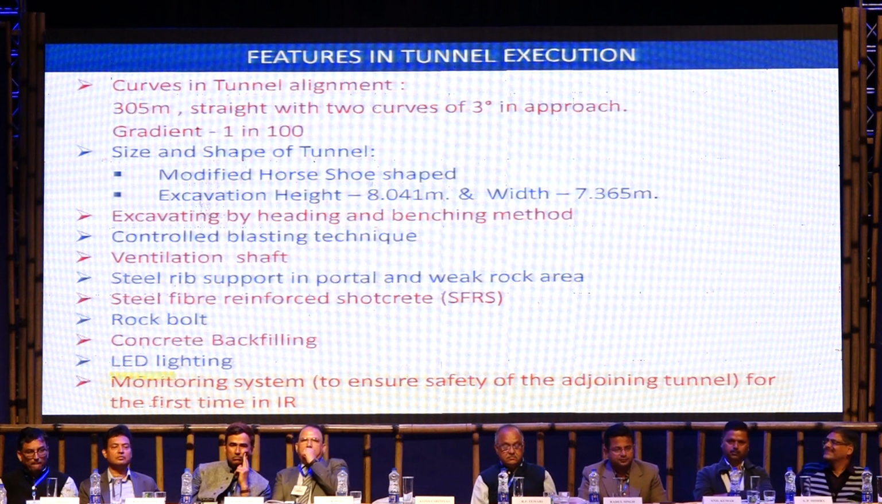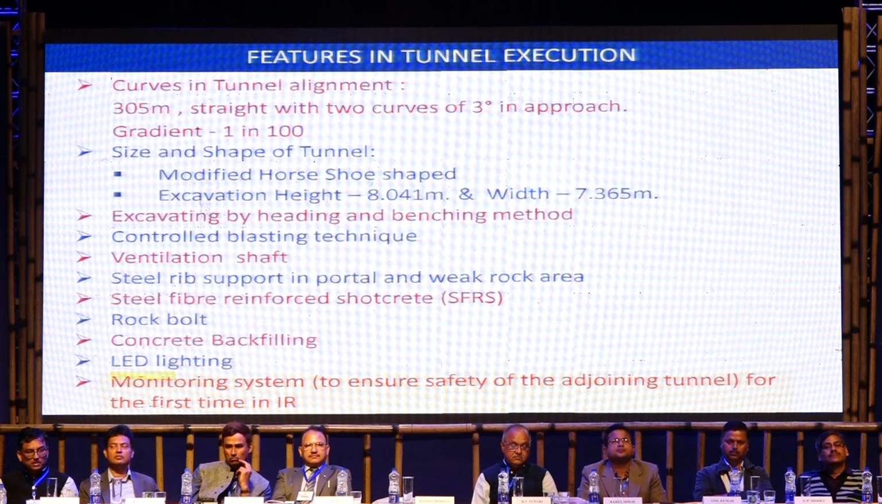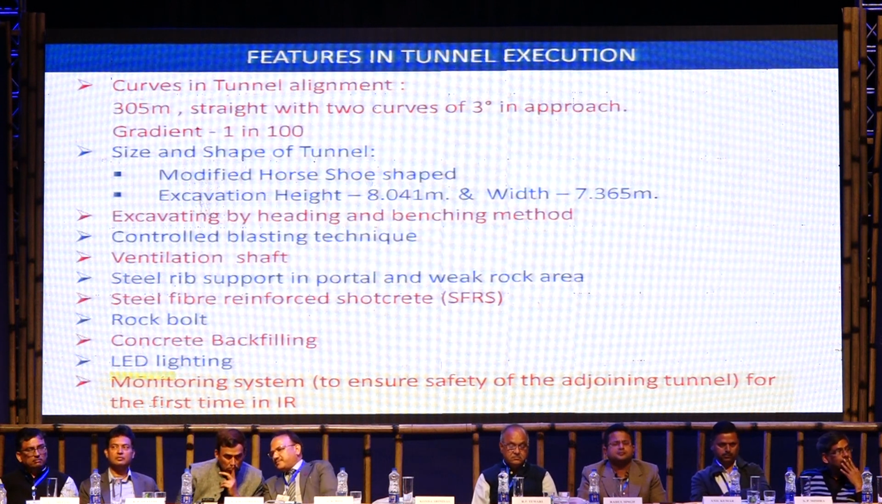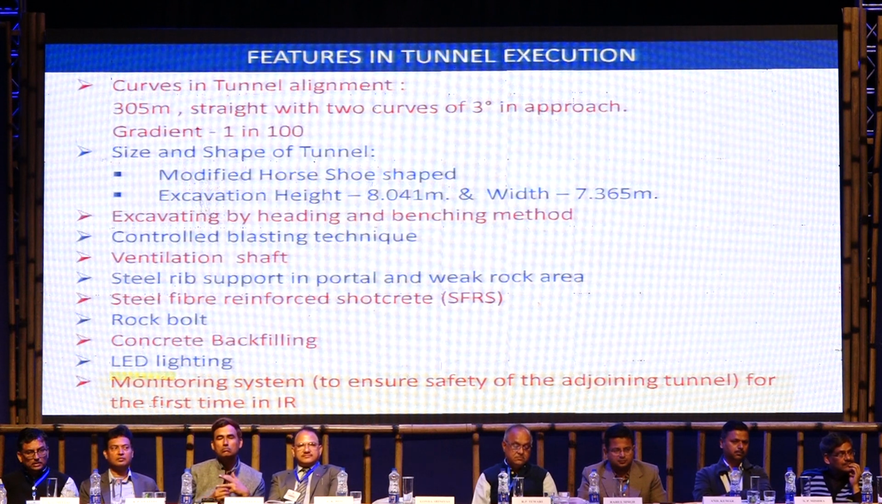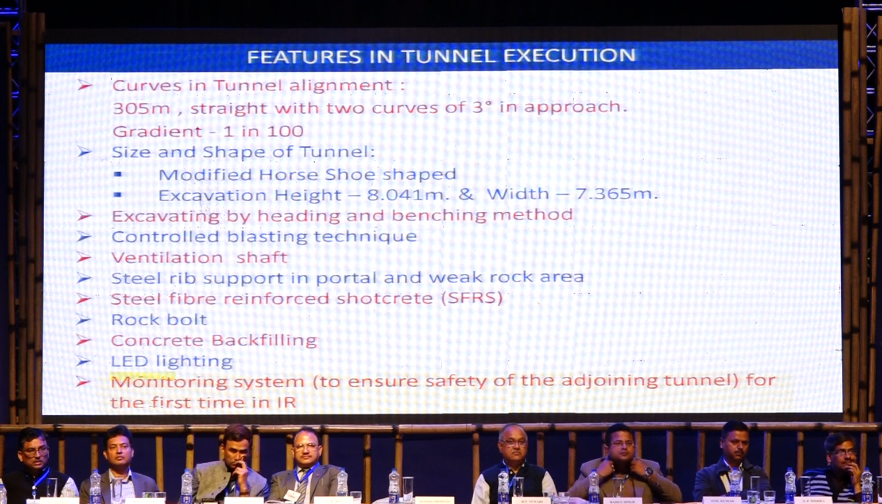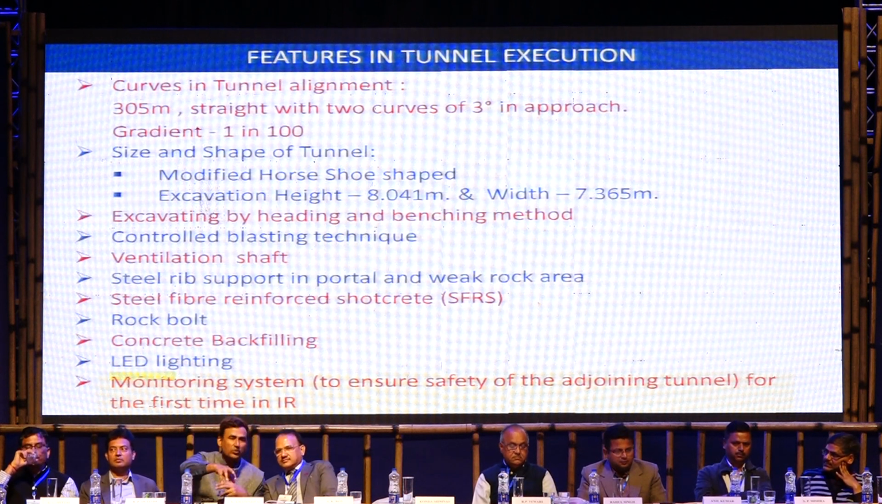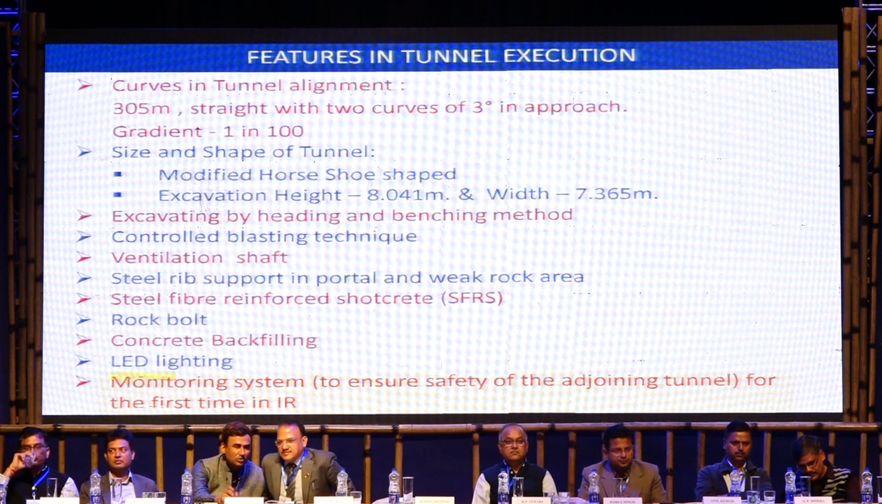So the main feature of the work is the curve in the tunnel alignment. The tunnel is in a curve because there are space constraints there, because it is the third line. The tunnel is at 1 in 100 gradient. The shape and size of the tunnel is a horseshoe type, because in the D type of tunnel there are frequent failures in the vertical wall because tensions are created there. So it is modified to a horseshoe tunnel shape, and the discussion will cover the controlled blasting technique, ventilation shafts, steel ribs, steel fiber reinforced concrete, rock bolts, LED lights and the monitoring system.